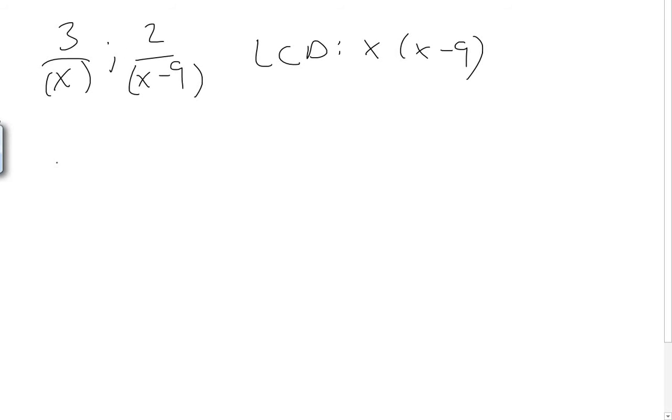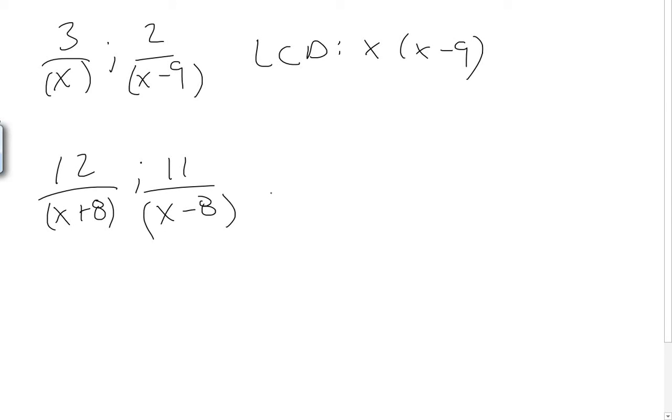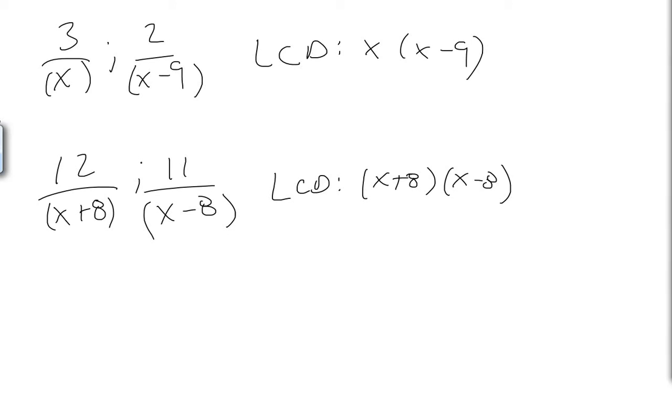Or if I had, say, 12 over x plus 8 and 11 over x minus 8. Ooh, now these ones look close. X plus 8, x minus 8, they look very similar, but I can't actually make an x plus 8 and x minus 8. I can't take an x minus 8 and make it an x plus 8. These don't factor, so x plus 8 is its own factor, x minus 8 is its own factor. The LCD is always the product of the unique factors, so I have to bring an x plus 8, and I have to bring an x minus 8. That's the best I could do. So you're grabbing one of everything.